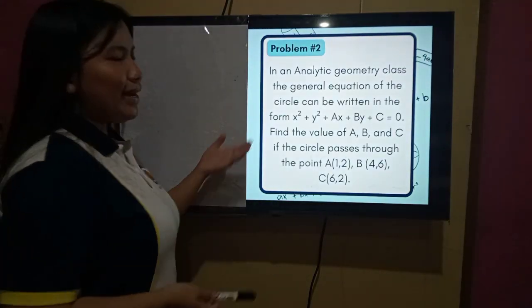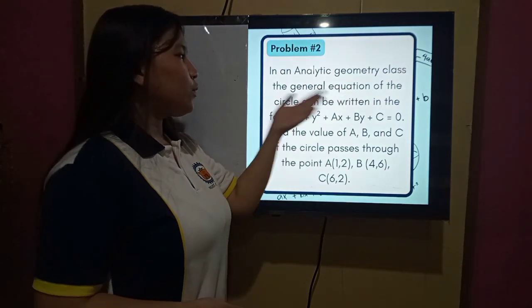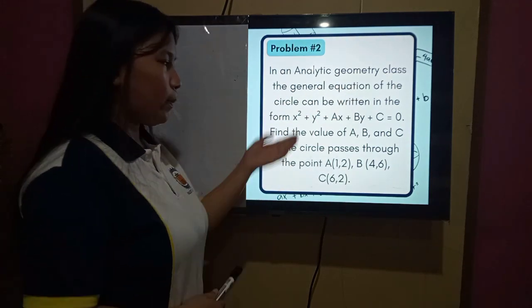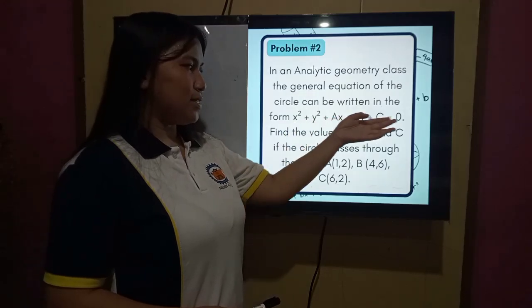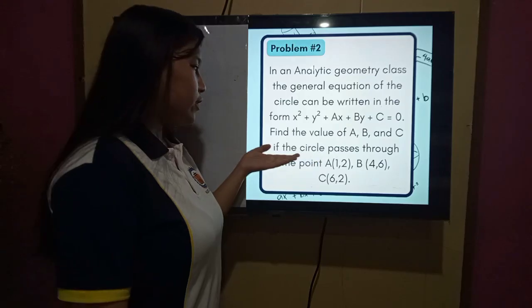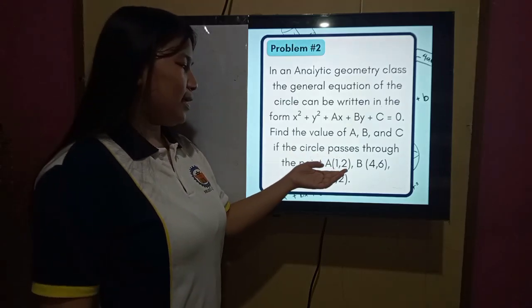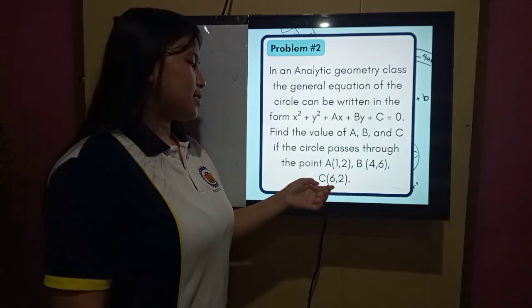In analytic geometry class, the general equation of the circle can be written in the form of x squared plus y squared plus ax plus by plus c is equals to 0. Find the value of a, b, and c if the circle passes through the points A (1, 2), B (4, 6), and C (6, 2).